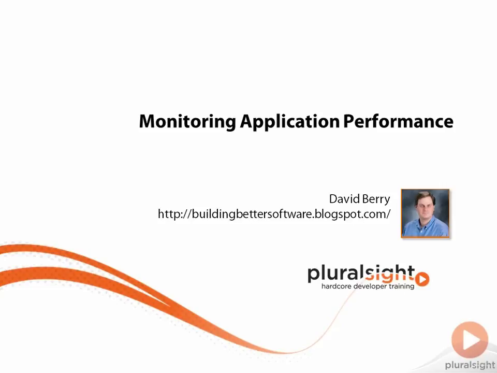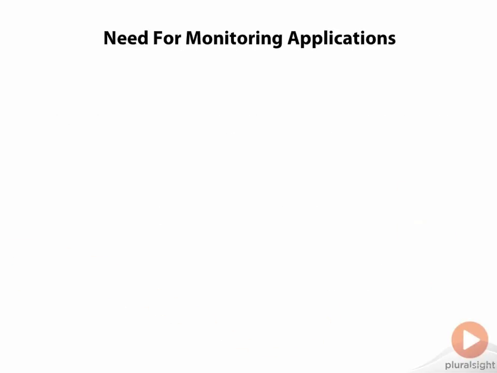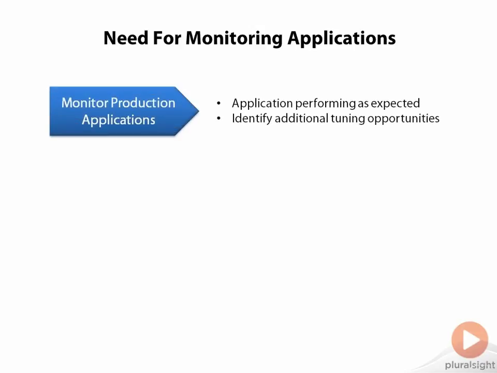Welcome to this module on monitoring application performance in Oracle. One of the capabilities we want to have is the ability to monitor and troubleshoot applications as they run in real time. There are a variety of reasons for this. One reason is that once we deploy our application to production, we want to get some data on how it is performing and if it is performing up to our expectations.